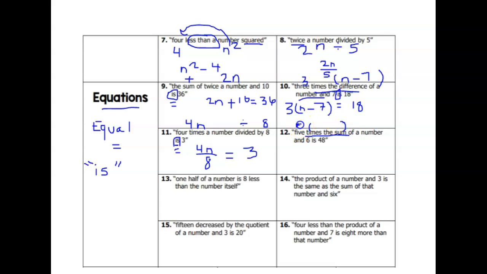So I'm saying 5, I'm going to be multiplying it by the sum of my number n, okay, and 6. Okay, so n plus 6. So when I write that, I'm going to be saying 5, and in parentheses, I'll have my n plus 6, and that's going to equal, because it says is. This is my equal statement. Is 48.